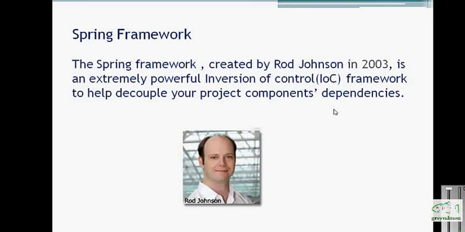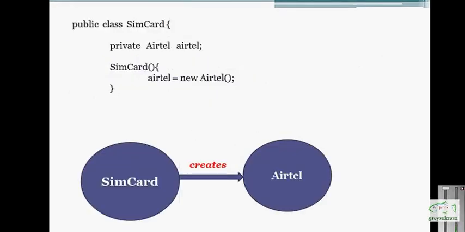In our business application, there are a lot of objects which are working together to achieve a common goal, means the objects are dependent on each other. Here we take a very small example: we have a class SIM card. If this class SIM card wants to provide services to our mobile phone, then it should acquire some service provider. Here our class SIM card has the object of Airtel, which is created within the constructor of the class SIM card. Whenever the object of the SIM card is created, it also creates the object of Airtel.